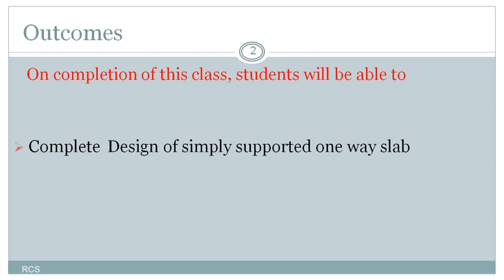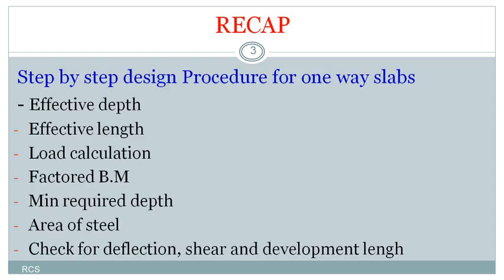So let us recall what we discussed in the previous class, that is the step-by-step procedure for a one-way slab. What are the steps we have here? Effective depth, effective length, load calculations, factored bending moment calculation, minimum depth required calculation, and area of steel. After calculating all these parameters, we go for checks for deflection, shear and development length.